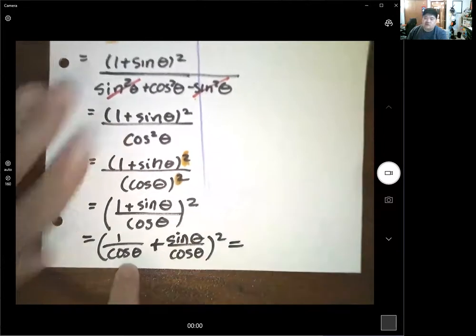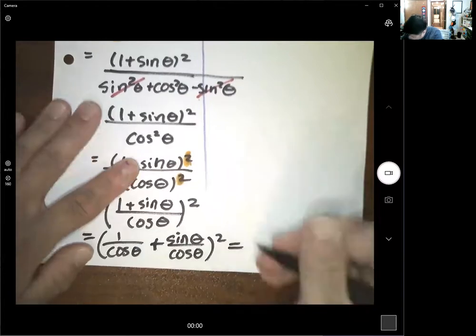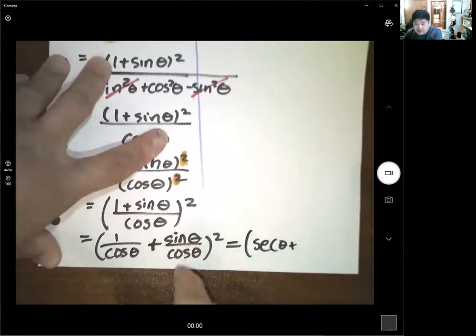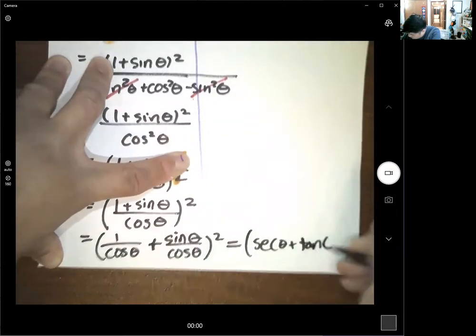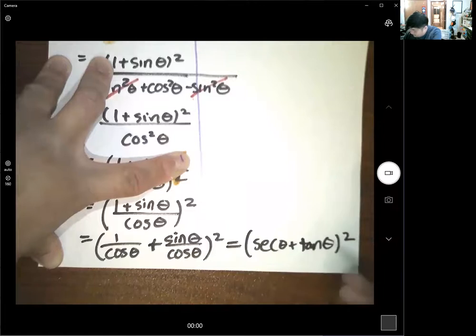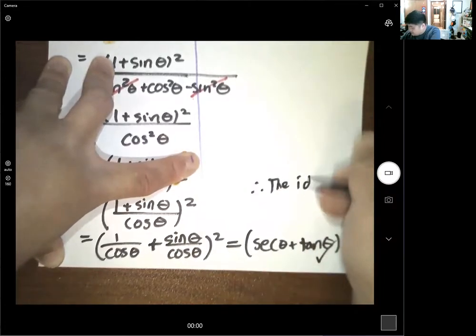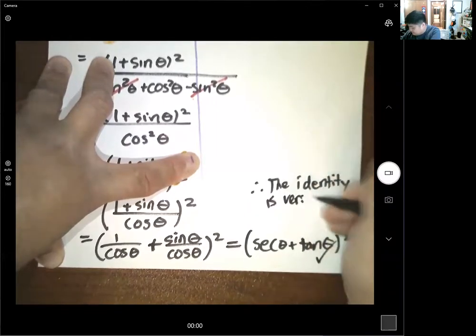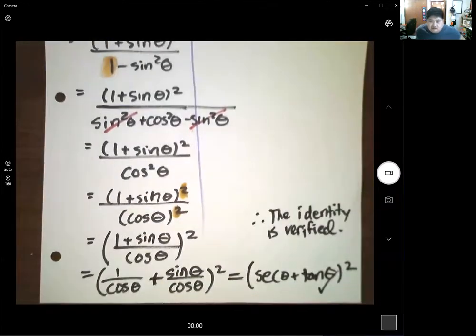And then I'll use the trig identities. The reciprocal identity, 1 over cosine of theta, is equal to secant of theta, and the quotient identity, sine of theta over cosine of theta, is equal to tangent of theta, and that's all squared, and that's what I wanted to verify. So therefore, the identity is verified. So I verified that identity.